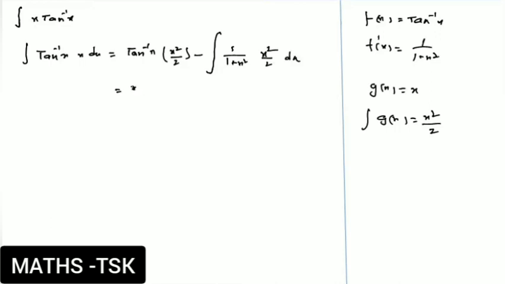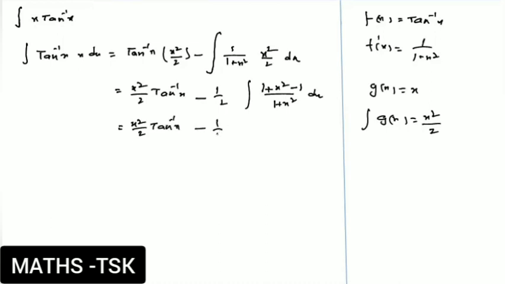Now this integration can be written as x square by 2 tan inverse of x minus 1 by 2 into integration of, look here, x square by 1 plus x square. What I have to do is add 1 and then subtract 1 into dx. Same method. X square by 2 tan inverse of x done minus 1 by 2 into, split this into two integrations. That is the integration of 1 minus 1 by 1 plus x square into dx.